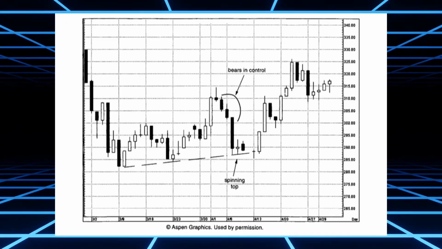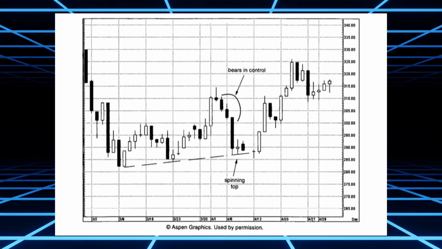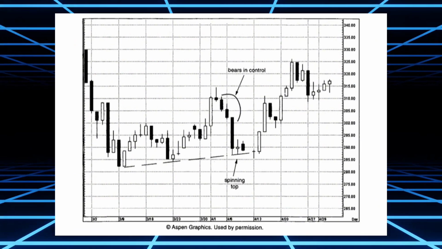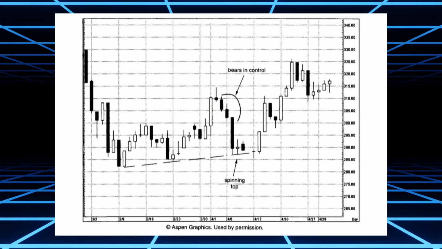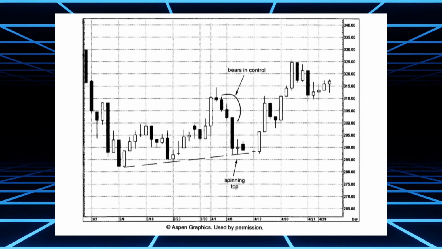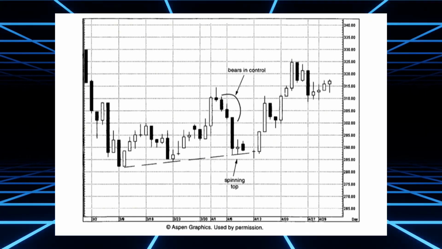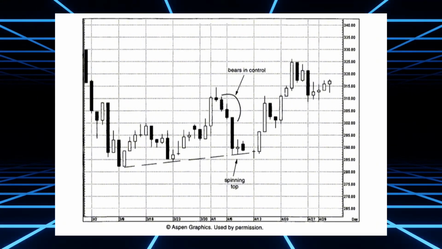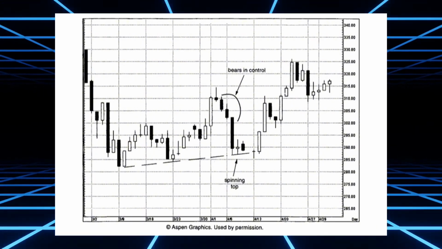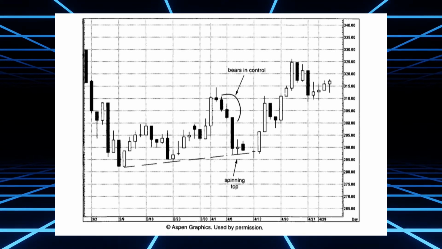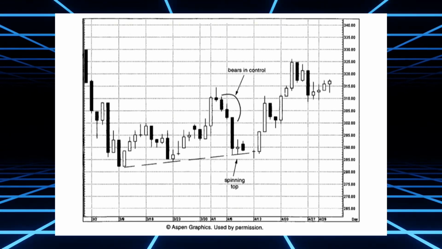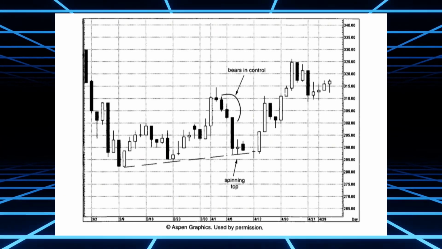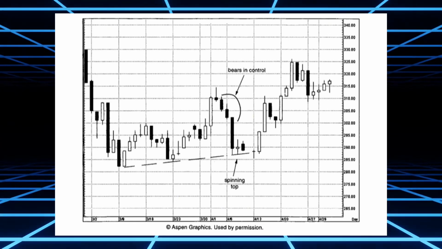The thin lines above and below the real body, above these rectangular boxes, are called the shadows. These shadows represent the session's price extremes. The shadow above the real body is called the upper shadow, and the shadow below the real body is called the lower shadow. Accordingly, the peak of the upper shadow is the high of the session, and the bottom of the lower shadow is the low of the session.